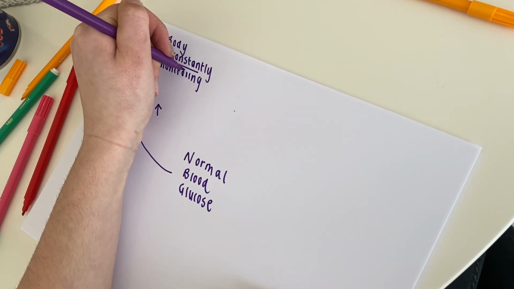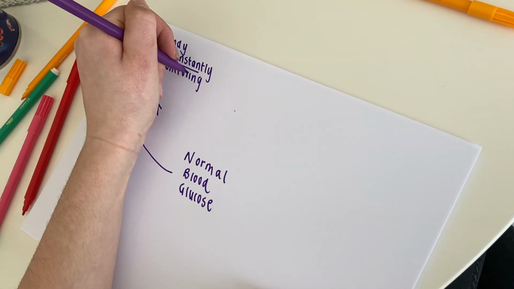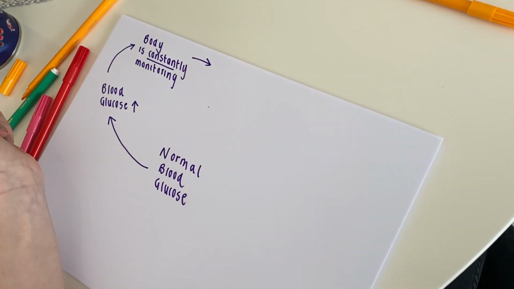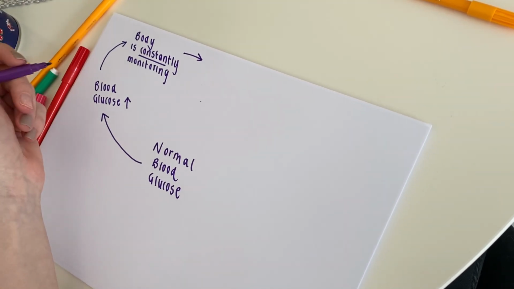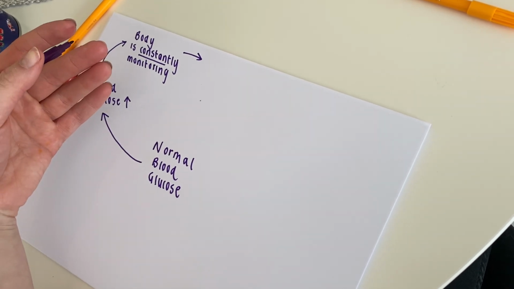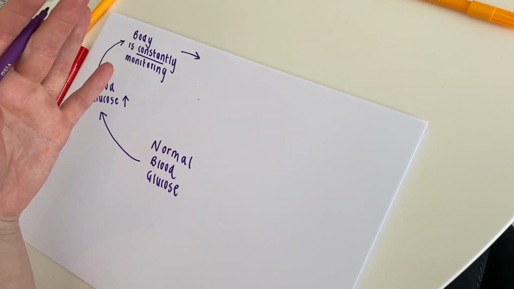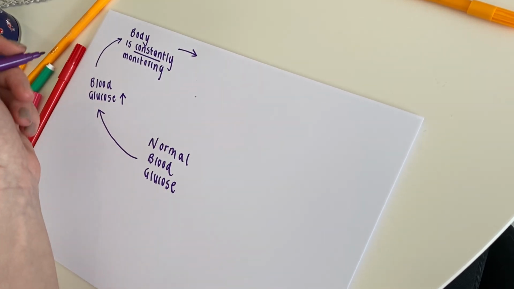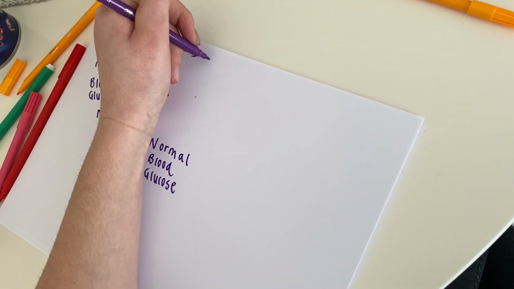So, constantly monitoring. And what happens then when the body realises, oh, blood glucose levels went up, this is dangerous, because we don't want our blood glucose levels to go up. It can actually damage the cells if blood glucose levels remain too high for too long. So a hormone is released.